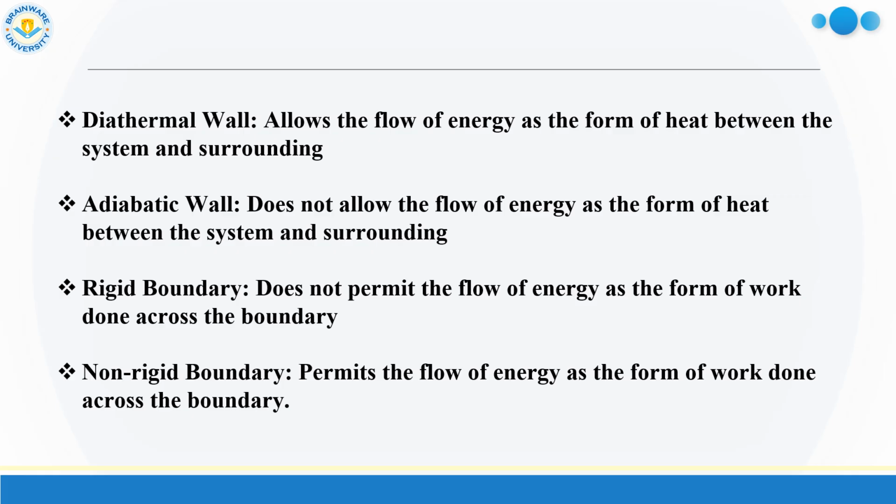Say for example, a certain amount of gas is enclosed in a cylinder with a piston. If the piston is fixed in a particular position, then that will be called a rigid boundary. And if the piston is movable, then that will be regarded as a non-rigid boundary.